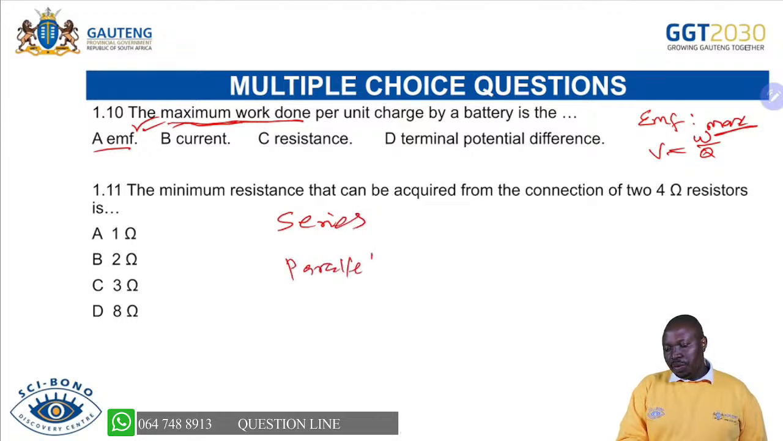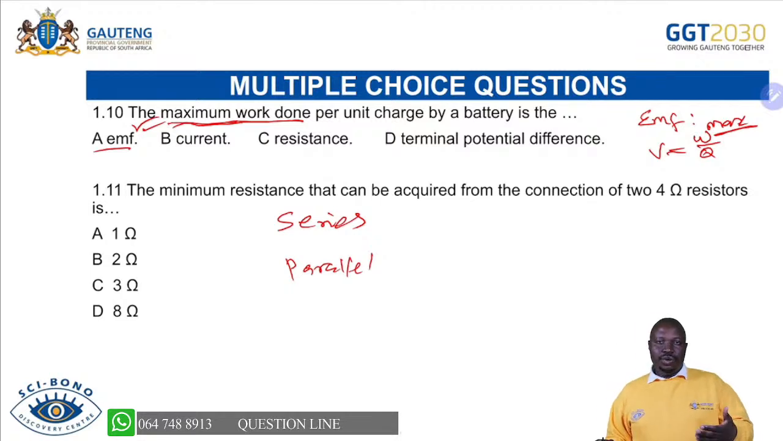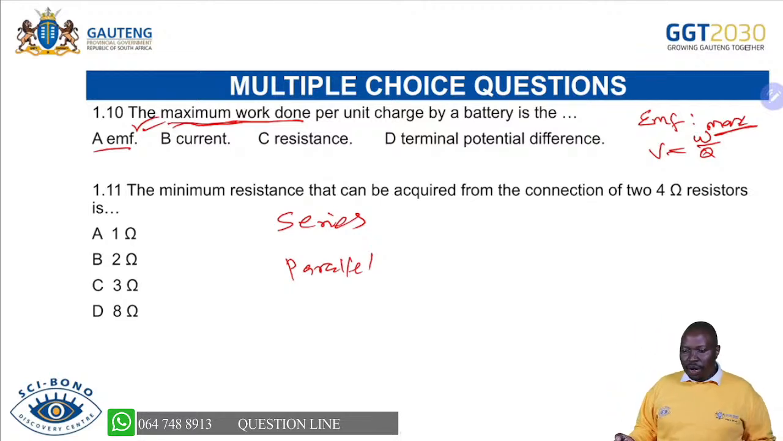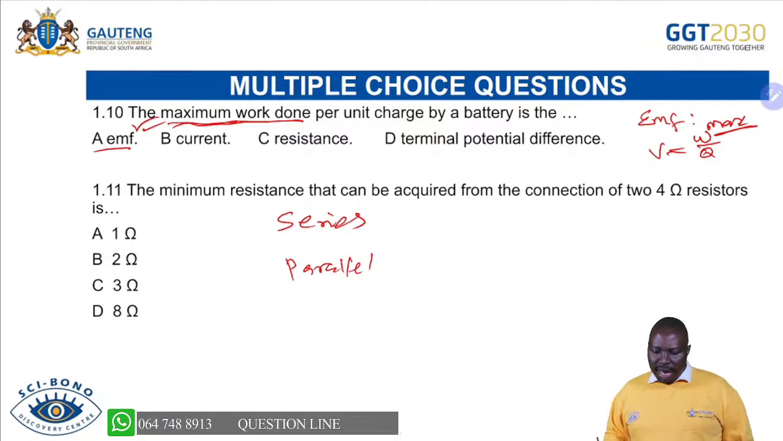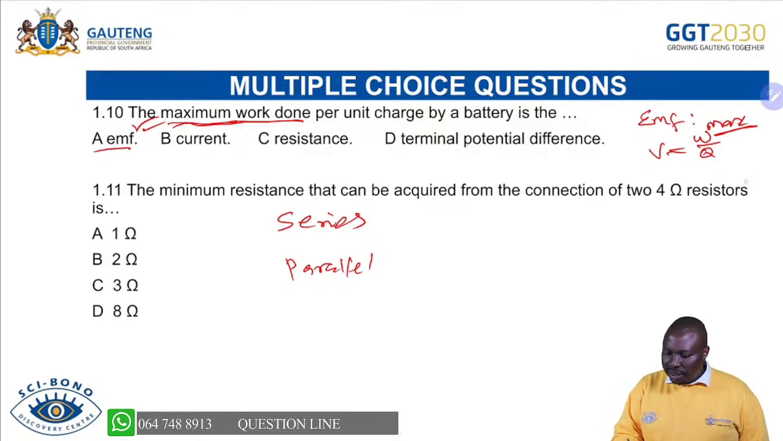So that is the only way you're going to connect them. It's either a series connection or a parallel connection. And for our series connection, if there are two 4-ohm resistors, you are having a 4-ohm resistor plus a 4-ohm resistor.